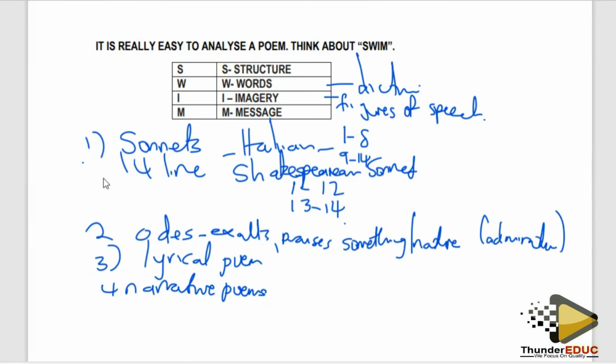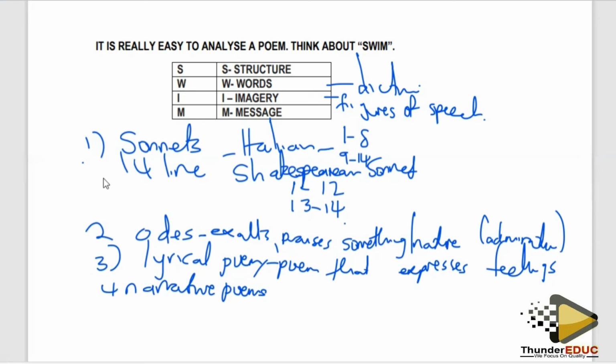Lyrical poem. A lyrical poem is a poem that expresses feelings. So when we say it expresses feelings, it can convey sorrow, it can convey all of these things, and as a result, the speaker's feelings are very clear.